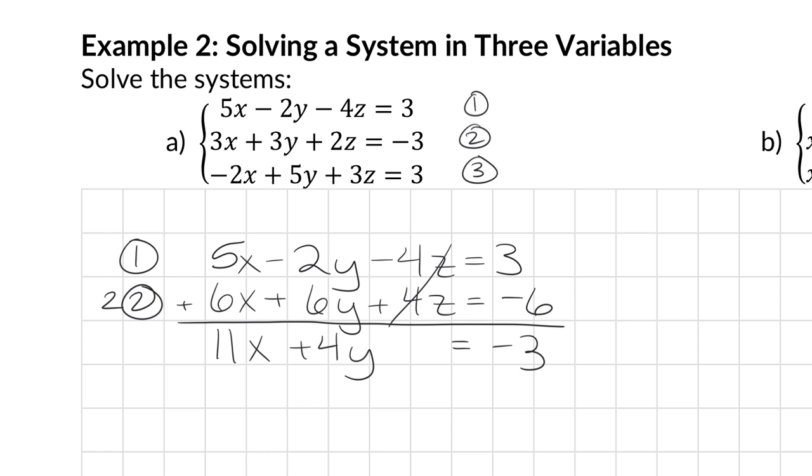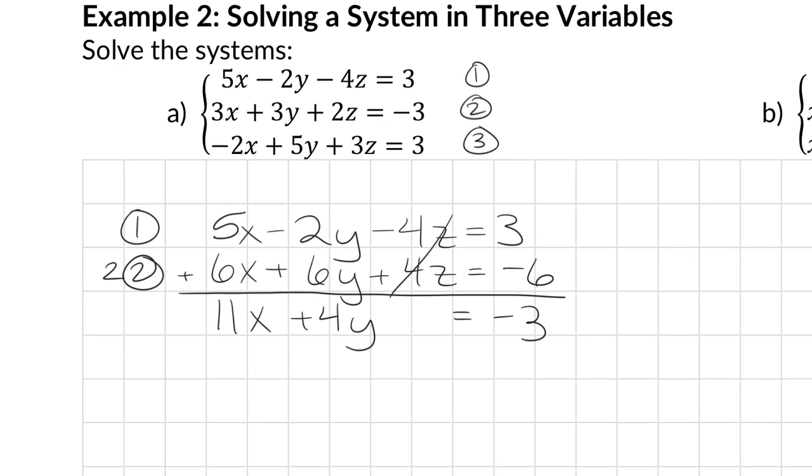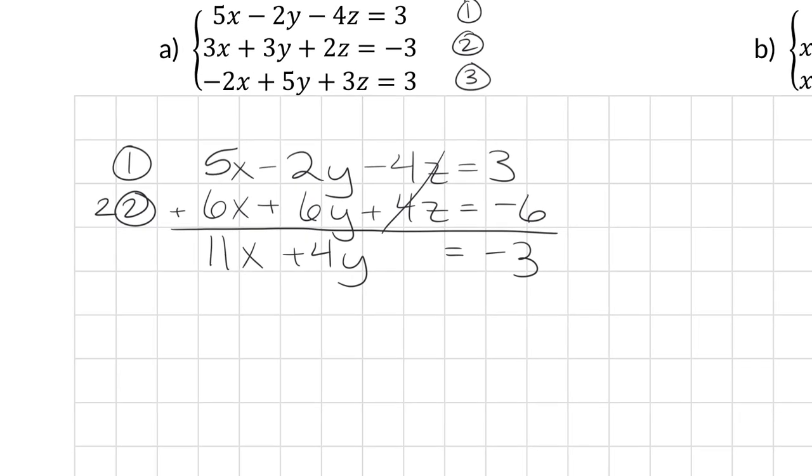Okay, we've written a new equation. When we did this with 2 variables, we were already at the point where we could solve for a particular number. We still have 2 unknown values here. We're going to label this equation 4 because we've just made a new equation.